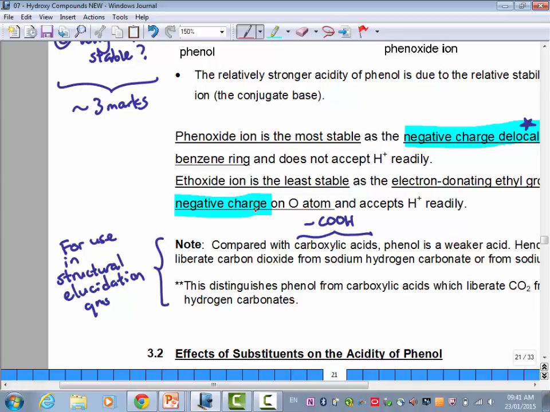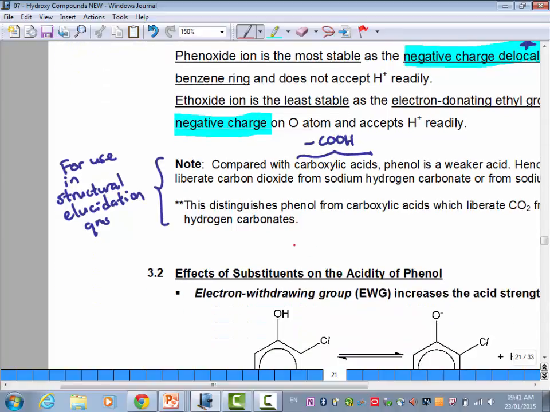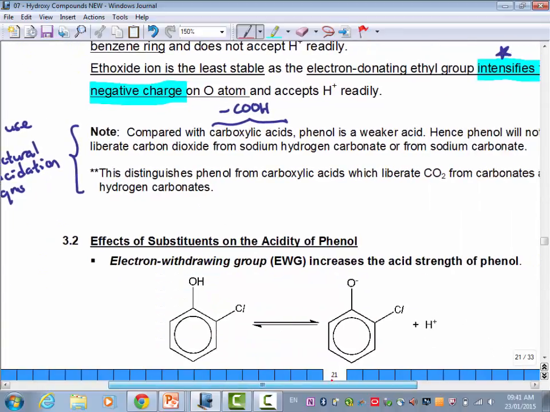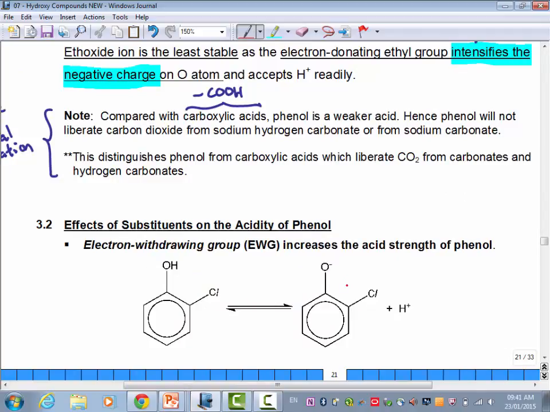In this case, we will need to look at whether there are any substituents present on the benzene ring itself or not. So this part here is similar to what we have encountered previously under electrophilic substitution, where we look at the effect of substituent on the benzene ring.